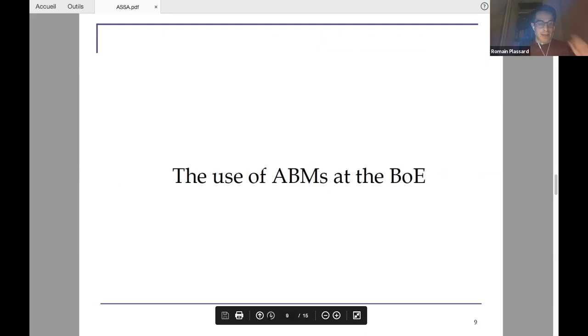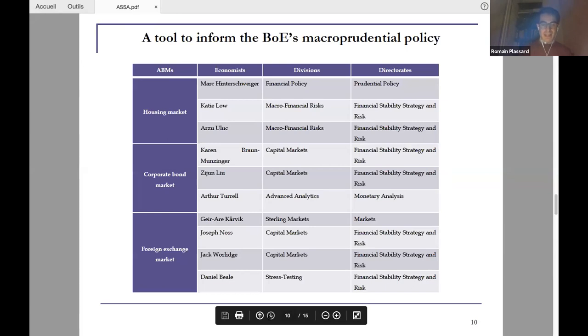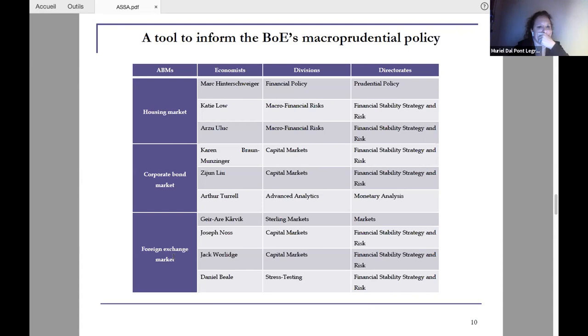Now, I would like to discuss how agent-based models have been used at the Bank of England. And to begin this discussion, I'm going to propose a mapping exercise. Where can we find agent-based models at the Bank of England? We know that three agent-based models have been developed since Carney's reform. There was an agent-based model of the housing market, an agent-based model of the corporate bond market, and an agent-based model of the foreign exchange market.